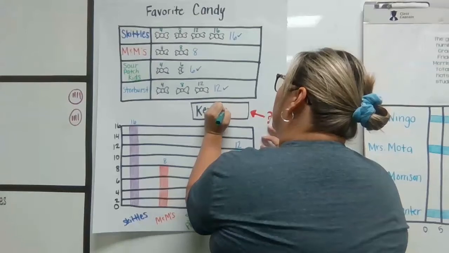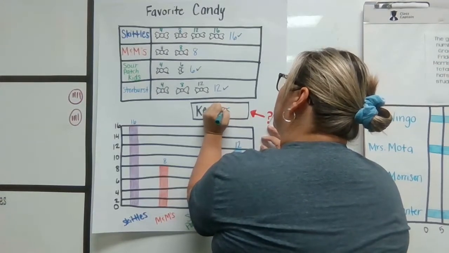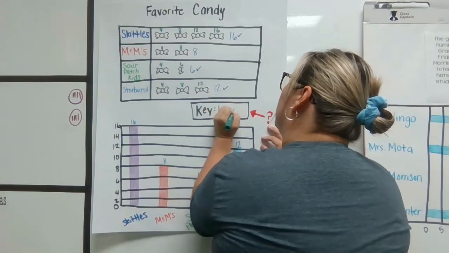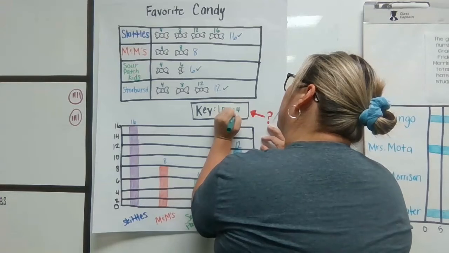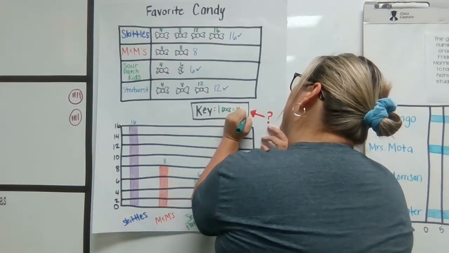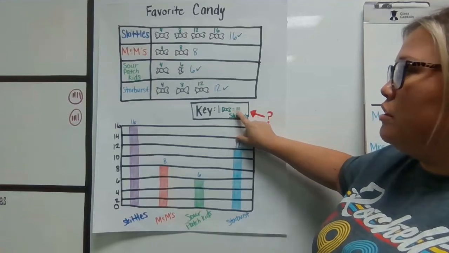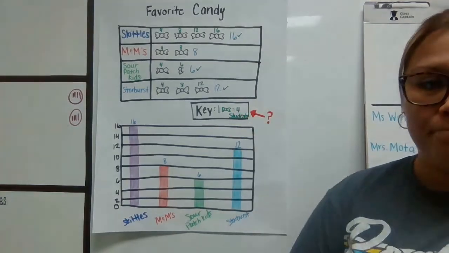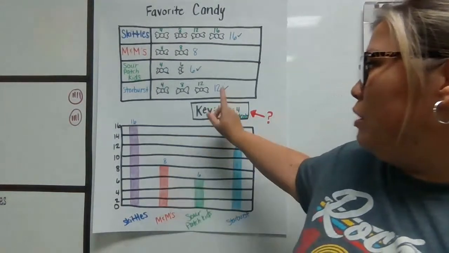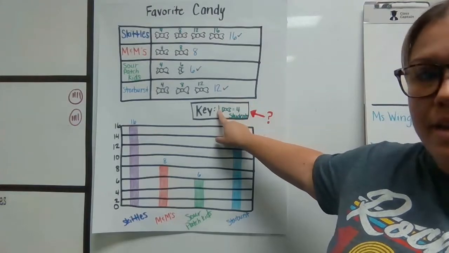1 picture equals 4 students. One of my pictures equals 4 students. And that's how you determine what the key to a pictograph is based on a bar graph.